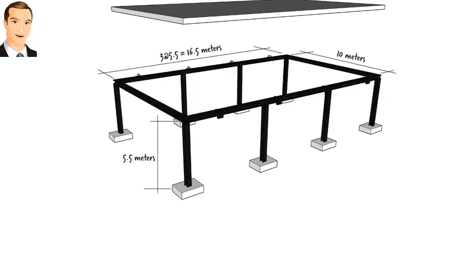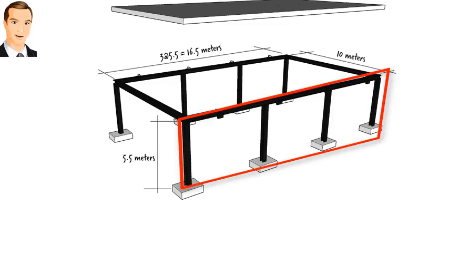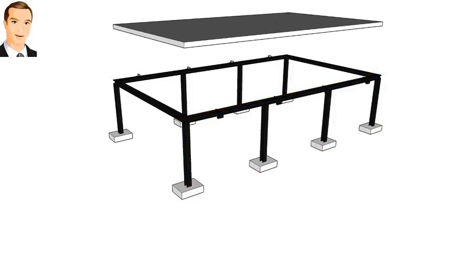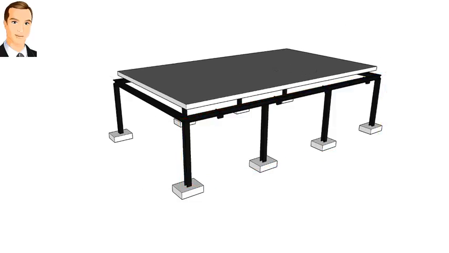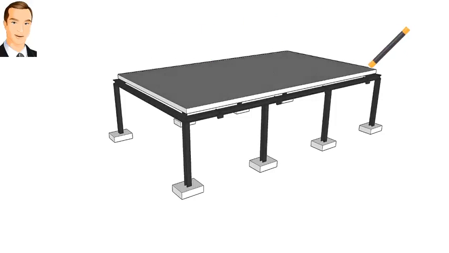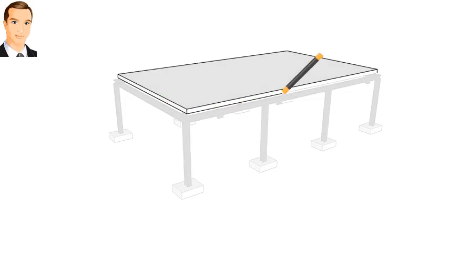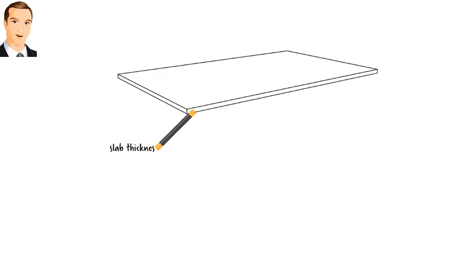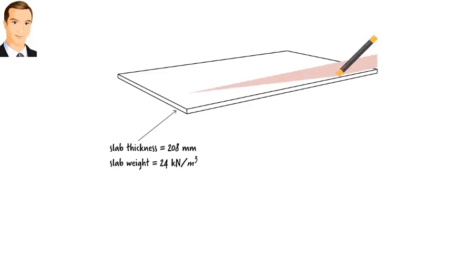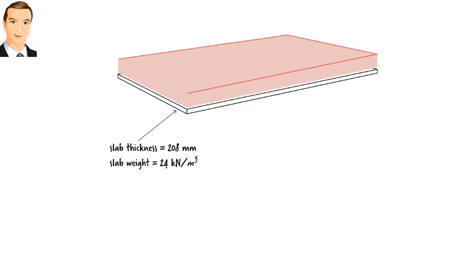For the purpose of our two-dimensional frame analysis, we can view the skeleton as consisting of 2 long frames and 2 short ones. Here, we are going to analyze one of the long frames under the dead roof load only. For the sake of simplicity, let's assume there is no opening in the roof, that we have a solid rectangular slab supported by the steel skeleton. The roof is a 208 millimeter thick concrete slab weighing 24 kilonewtons per cubic meter. This makes a uniform distributed load of 5 kilonewtons per square meter.